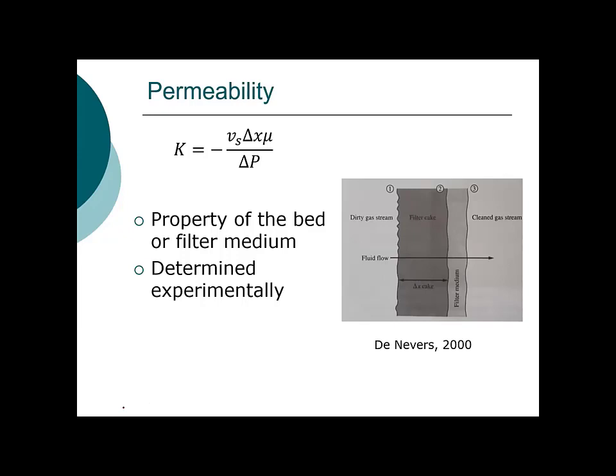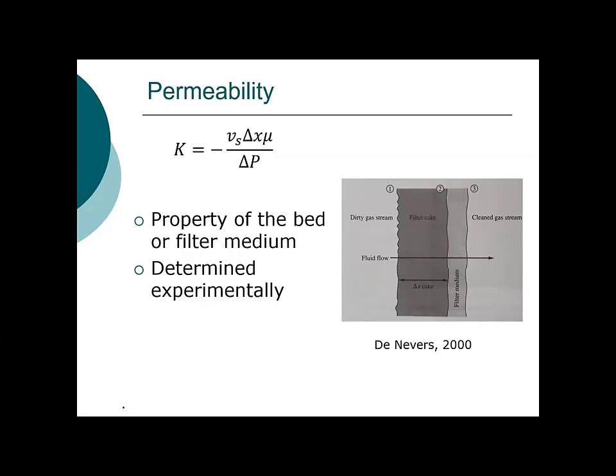Another term that is used extensively is permeability. Permeability is a property of the bed or the filter media, and it's determined experimentally. We typically talk about a clean filter permeability, and we'll talk about a maximum operational permeability. You can also talk about a dirty bed permeability. So V sub S is your approach velocity.